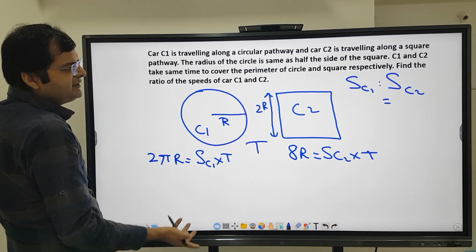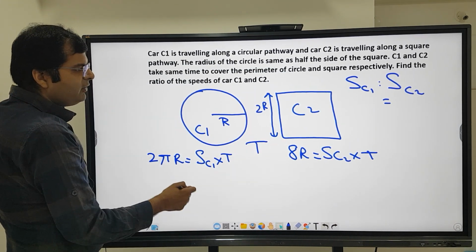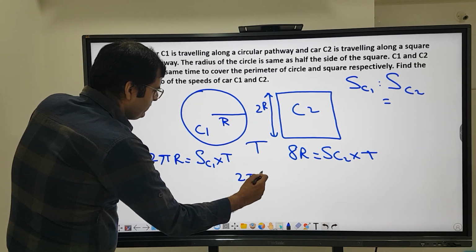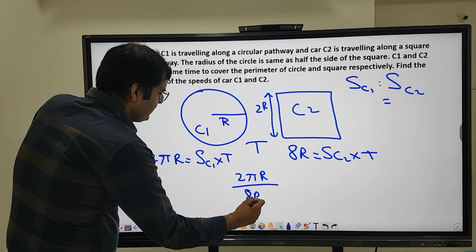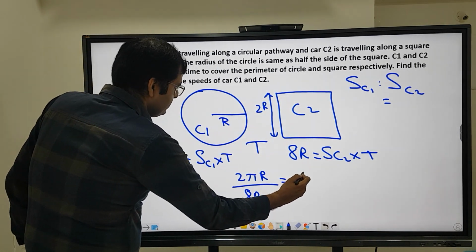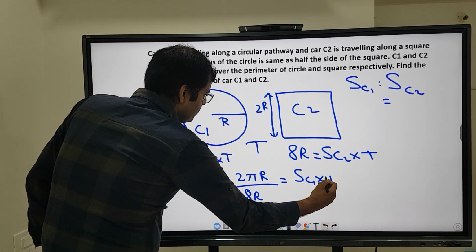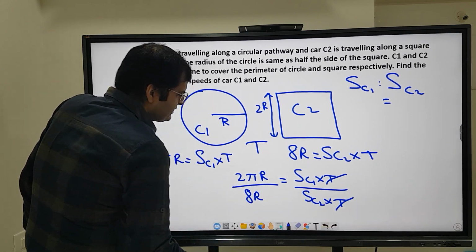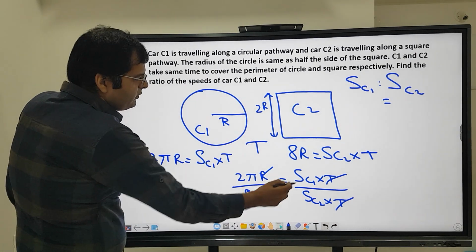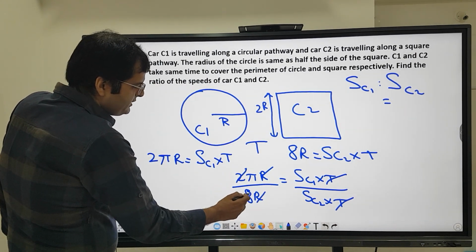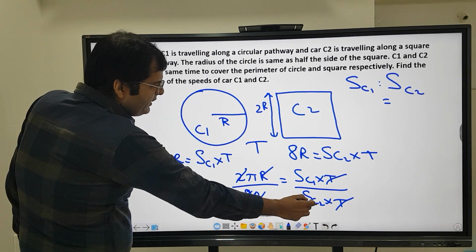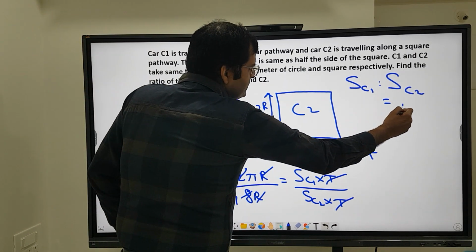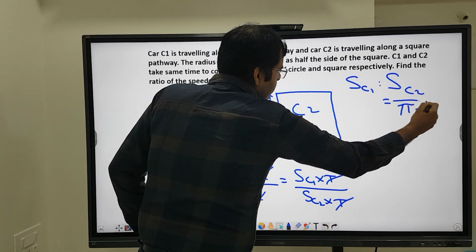Now I can divide these equations, so that will get rid of t as well as r. If I divide these equations, it will be 2 pi r divided by 8r is equal to speed of C1 into t divided by speed of C2 into t. So t gets cancelled, r gets cancelled. What do I get? Speed of C1, and this 2 becomes 4. So speed of C1 upon speed of C2 is pi by 4. So the ratio is pi is to 4, and that is the right answer.